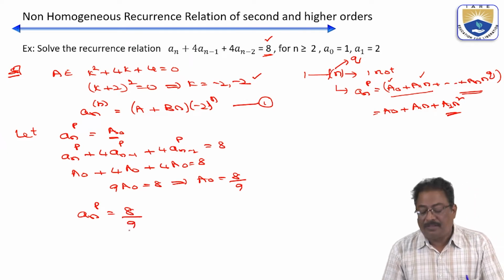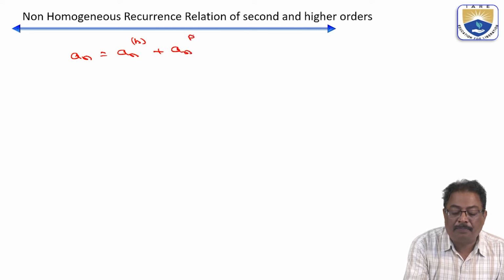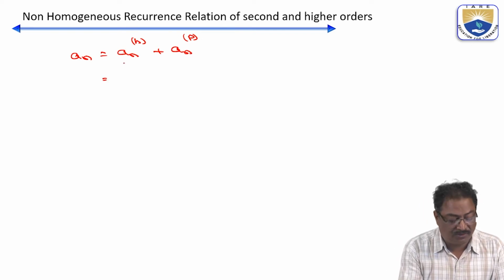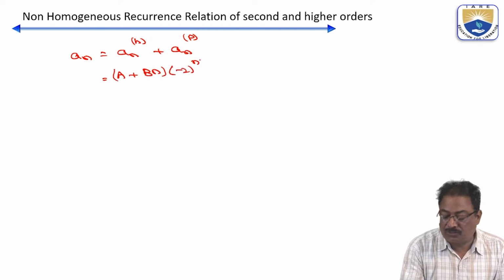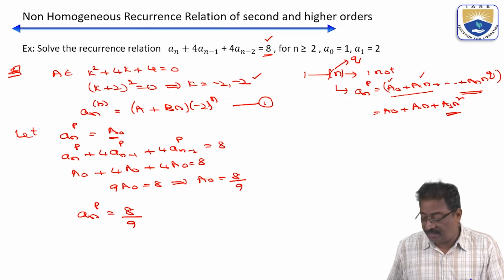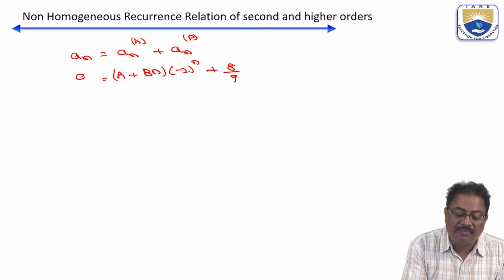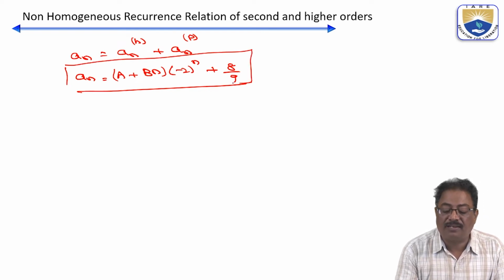Then the complete solution is a_n equals a_n^(h) plus a_n^(p). This is the complete solution to the given recurrence relation, which equals (a plus bn) times (minus 2) to the power of n, since minus 2 is a repeated root, and then plus 8 by 9. This is the general solution to the given recurrence relation.